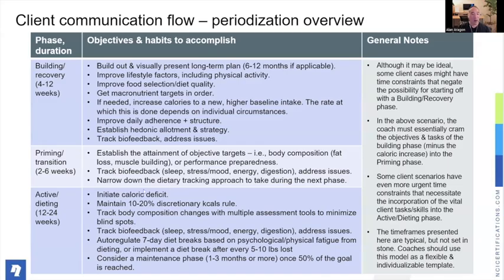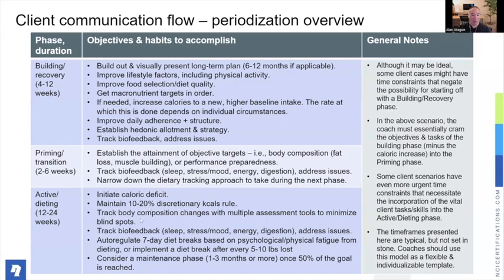Okay, so now we're on to the active dieting phase where you initiate the caloric deficit and maintain 10 to 20% of calories from discretionary foods or discretionary calories. And that would be your indulgent foods like desserts and drinks and stuff.